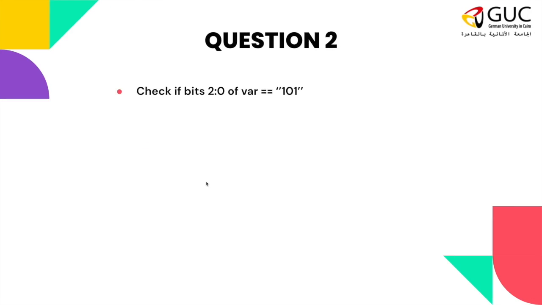Check if bits 2 to 0 of var is equal 101, and here 101 is a binary number. Okay, it's not one hundred and one. This is a binary number, and take care, using a colon here, 0 colon 2 means I want to check bits 0, 1, and 2. It's not only bits 0 and 2. No, I'm trying here to check bits 0, 1, and 2. So I want to check if bits 0, 1, and 2 of var are equal 101.